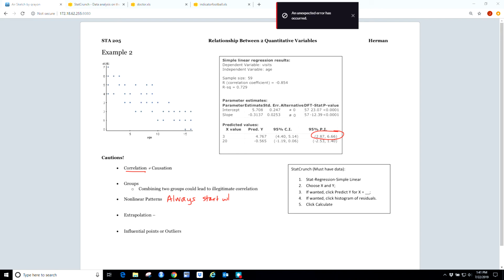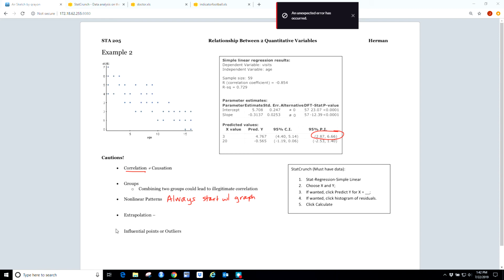So graphs are very important because they let us see what's going on with our data before we dive in any further. So I can see, should I really fit a straight line to this data set, or is it something that I don't know how to handle yet.